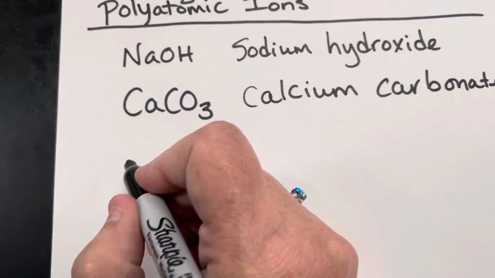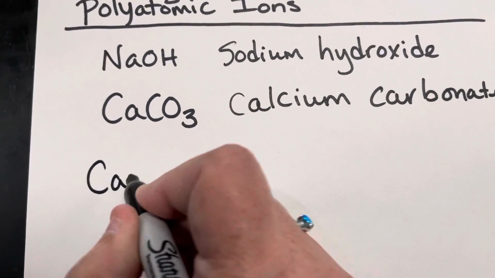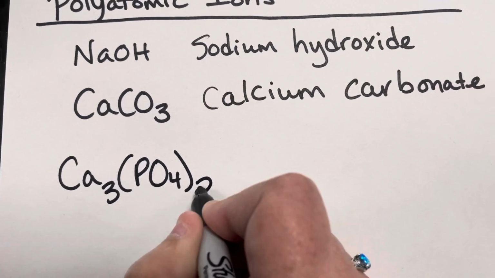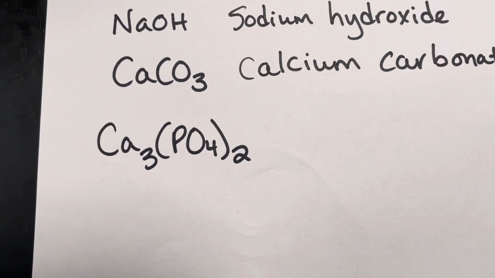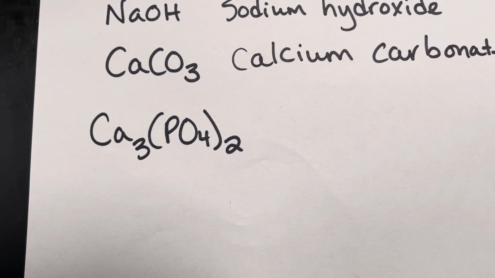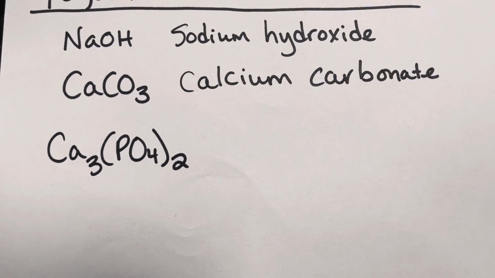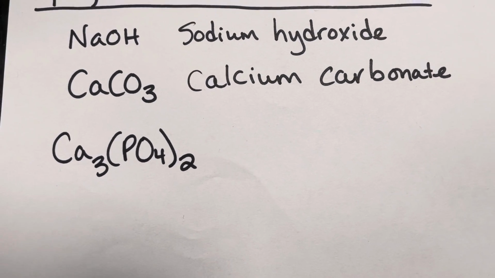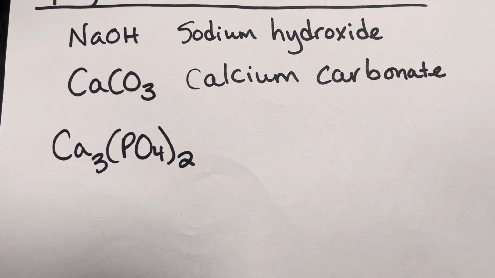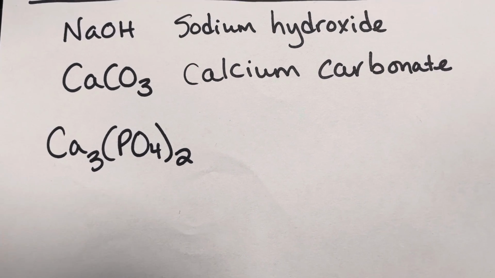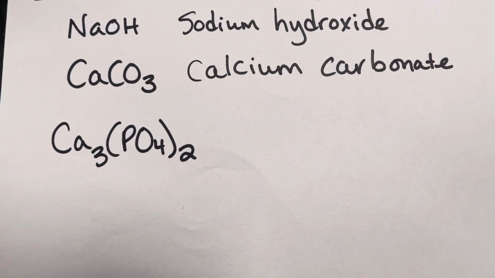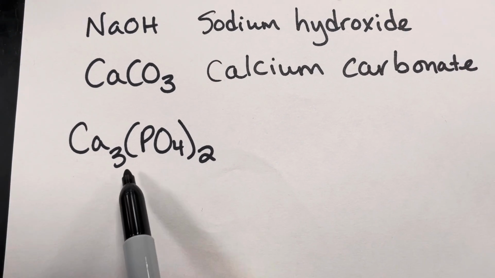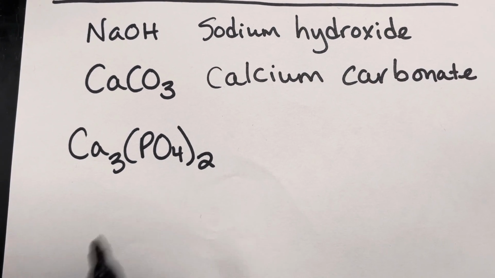Okay. What if we had something like Ca3(PO4)2? Okay, so on the next video or the next day, I would share with you how we get these numbers. It has to do with that cross them over and bring them down thing that we did with binary compounds. Okay, so it's just charges that we use to make our compound neutral.